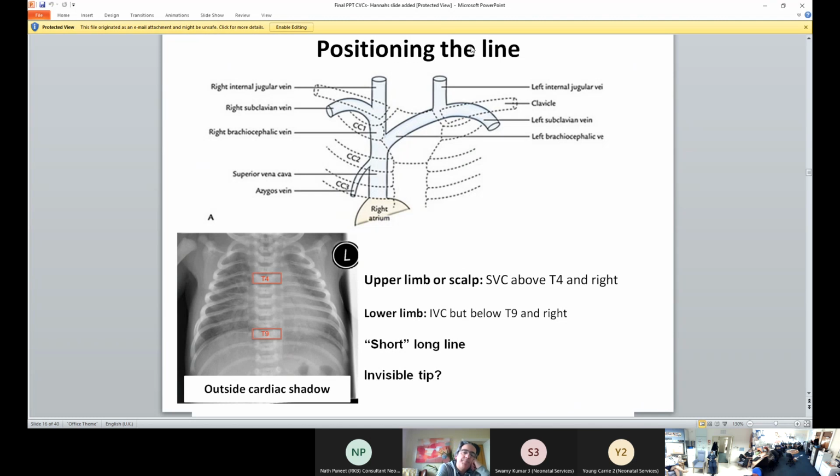For the positioning of the long line on the X-ray, there are 3 rules. Number 1, the tip has to be outside the cardiac shadow. Number 2, if it is an upper limb long line, it has to be above the level of T4. Number 3, if it is a lower limb long line, it has to be below T9, preferably between T9 and T11. We will say why. This diagram shows the upper limb.